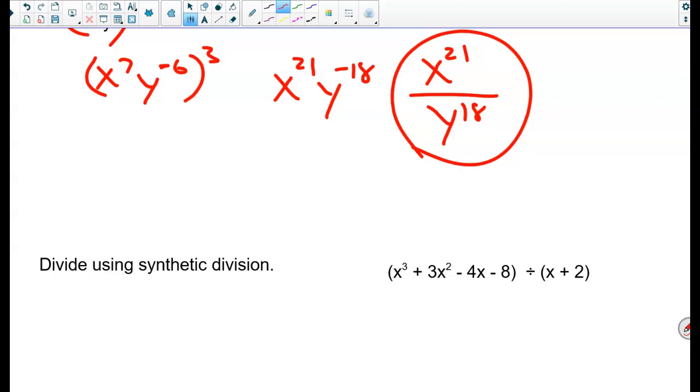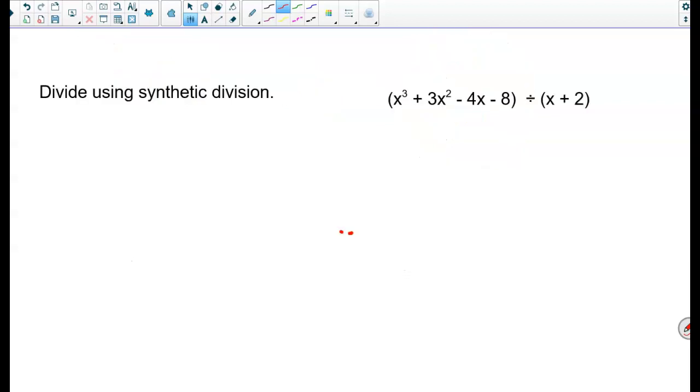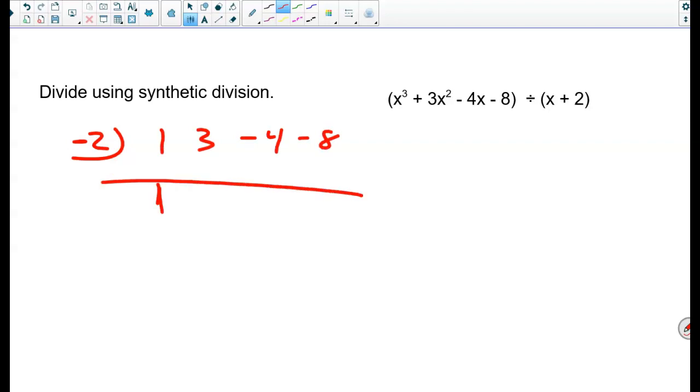Finally, synthetic division. We have our negative 2, which makes that divisor equal to 0. 1, 3, negative 4, negative 8. Drop the first term. We're multiplying and adding.